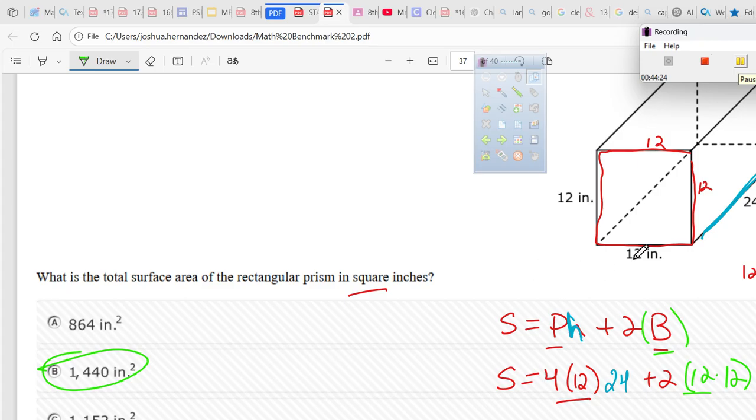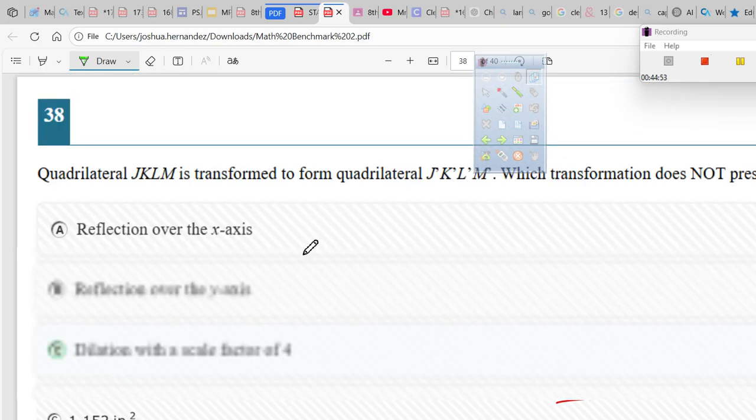B is area of the base. How do you get the area of a rectangle or a square? It's basically side times side or length times width. 12 times 12, and there it is. Put that in the calculator, and it gave me that. Almost done, guys. Super easy.